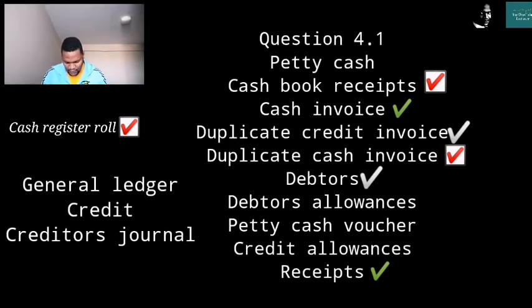Number 4, our business buys goods and services on credit from a supplier. Now listen, this is very simple. We are buying on credit from the supplier. I think you know the answer already. If you buy on credit, we know a few things are involved. This time, it's not someone buying from us, it's us buying from them, meaning that we are creditors to the people. So one thing that you're going to use is the creditors journal.